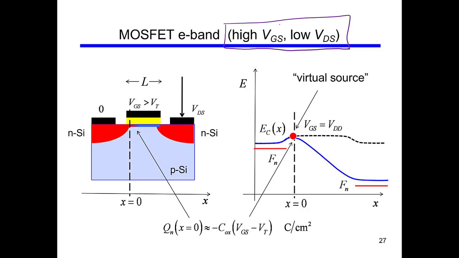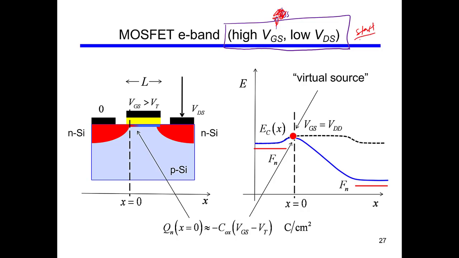I think there is some typo here. I think this should be high VDS. Let me check this. I think this should be high. Okay, it's okay. Let me remove this. So we start with this situation.